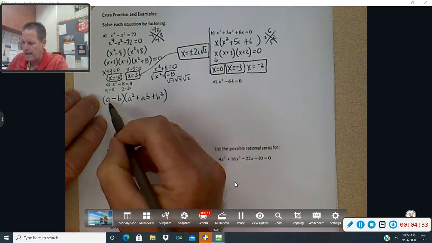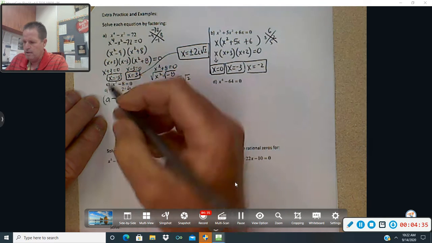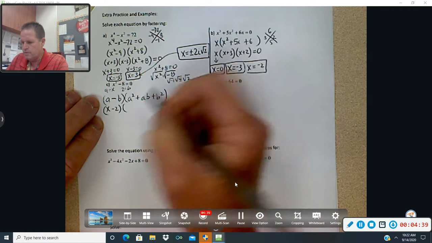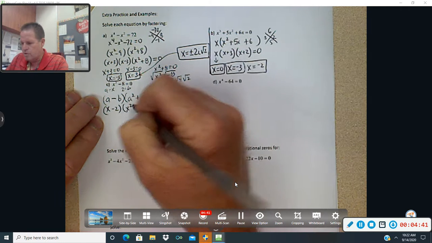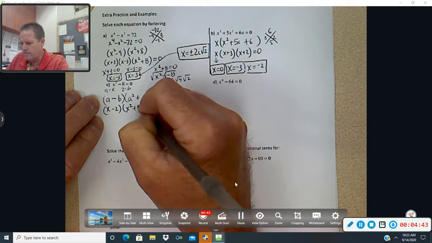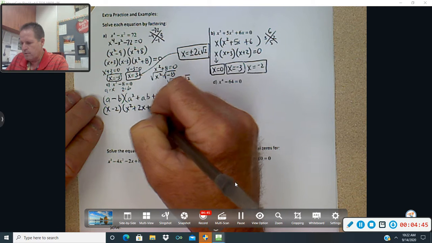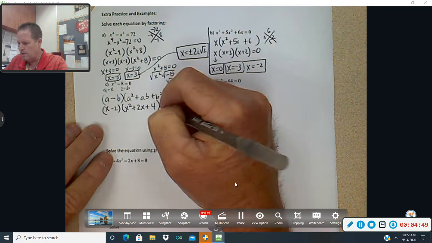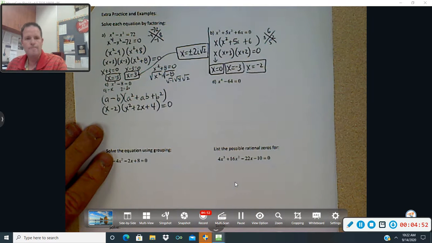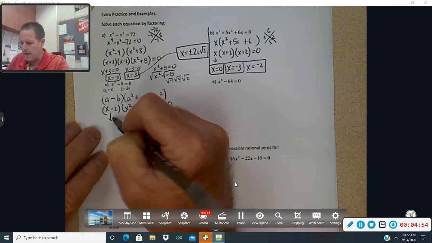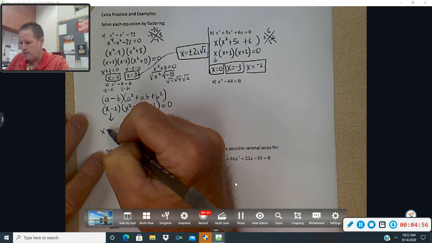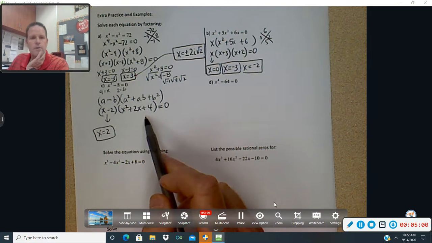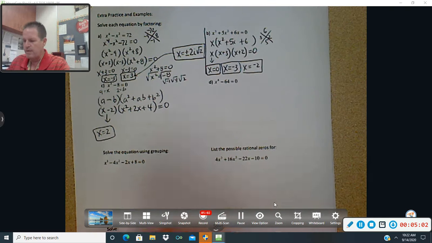Okay, so we've got A minus B, so this is going to be x minus 2 times x squared plus 2x plus 4. Okay, that's the proper factoring for a cube. Now this part is easy, x equals 2. Now as I told you, this back part is never ever factorable. So you're going to have to solve with the quadratic formula.